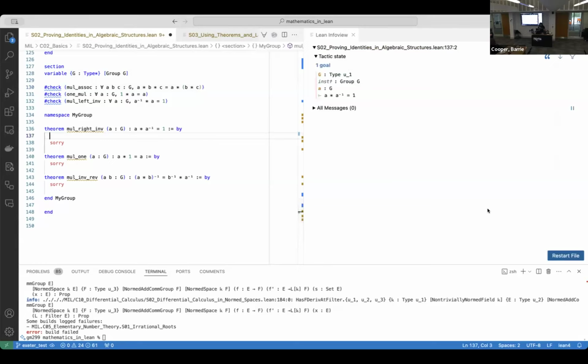Yeah, so we're going to prove this: A times A inverse equals 1. And that's not one of the properties that we're given. So we have mul_assoc, one_mul and mul_left_inv. Isn't this hard?